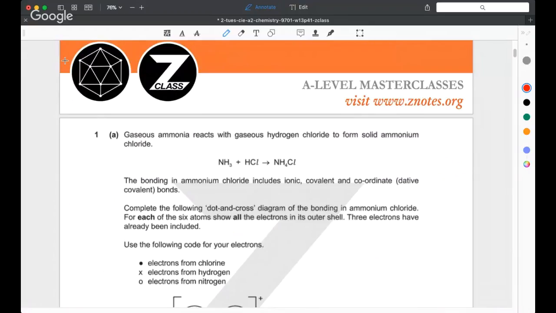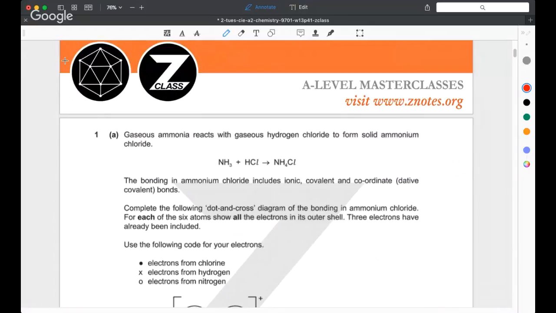Okay, so this first question then is looking at this reaction between ammonia and hydrogen chloride. And you can think of this as an acid-base reaction, okay? The ammonia is a base, the hydrogen chloride is an acid, and it's a bit like the hydrogen chloride as an acid is donating a proton to the base ammonia.